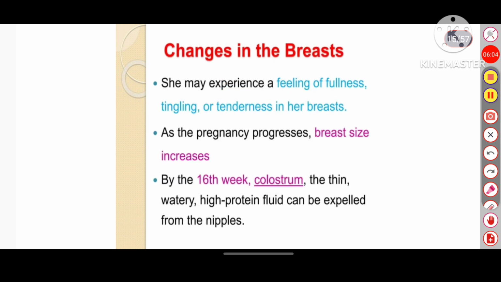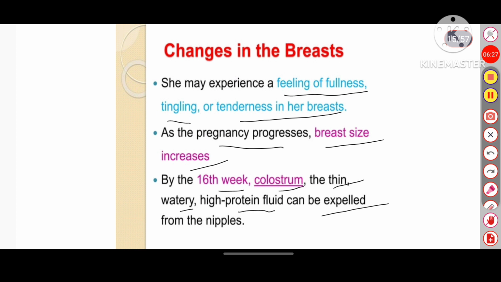The next important changes in the reproductive system are the changes in the breast. The mother may experience a feeling of fullness, tingling sensations, and tenderness in her breasts. As the pregnancy progresses, the breast size also increases. And by the 16th week, colostrum, the thin, watery, high-protein fluid, can be expelled from the nipples. So these are the changes in the breast that occur during pregnancy.